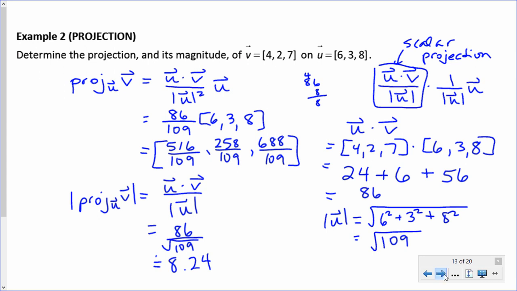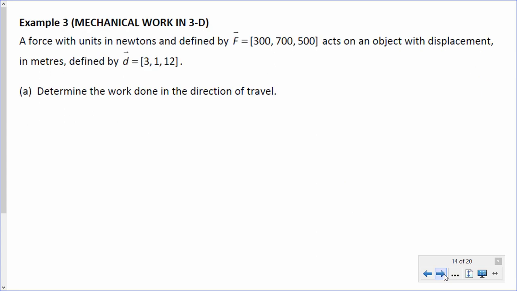Okay. Now, we've got mechanical work in 3 dimensions. So if I want to do work in 3 dimensions, I just have to deal with vectors that are 3-dimensional, but it's the same formula. So if I have a force with units in newtons and defined by the force vector 300, 700, 500, acts on an object with displacement in meters defined by vector d, which is 3, 1, 12, find the work done in the direction of travel.